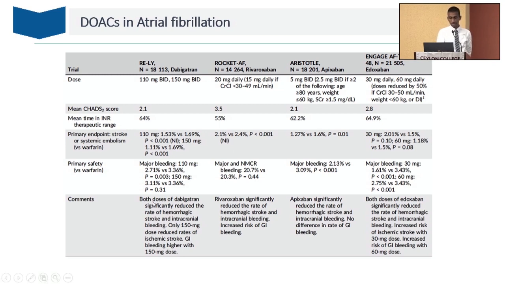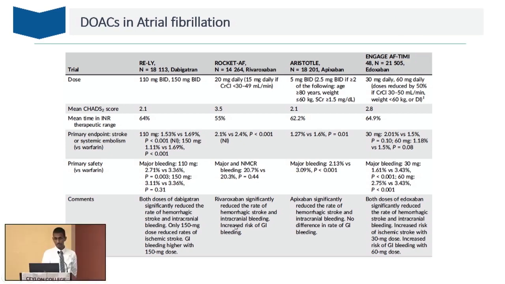When it comes to bleeding, in dabigatran, the lower dose was superior in terms of preventing bleeding, but the higher dose of 150 had a higher bleeding risk, especially GI bleeds. Rivaroxaban also had a lower incidence of hemorrhagic stroke or ICH, those sort of bleeds, but an increased risk of GI bleeds. Apixaban did not have an increased risk of GI bleeds or intracranial bleeding. Edoxaban, the lower dose did not have an increased bleeding risk, but the 60 milligram dose did.